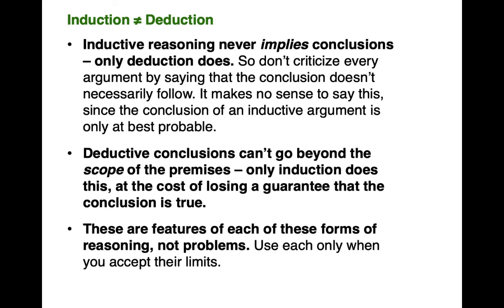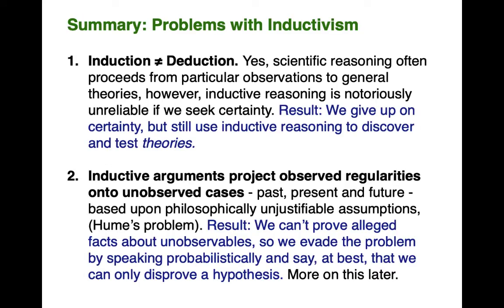Deductive arguments can't go beyond the scope of the premises. Can't go beyond what the premises assume or assert. Only induction can do this, but at the cost of losing that guarantee that the conclusion is true. These are features of each of these forms of reasoning, not problems. Use each only when you accept their limits. Scientific reasoning does proceed from particular observations to general theories. However, inductive reasoning is notoriously unreliable if we seek certainty. The result is that we give up on certainty, but still use inductive reasoning to discover and test theories.